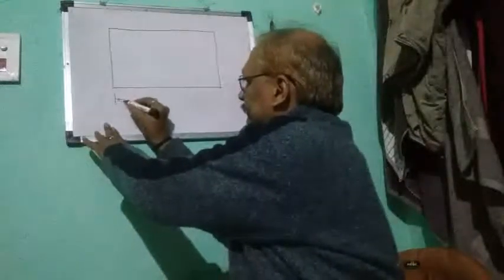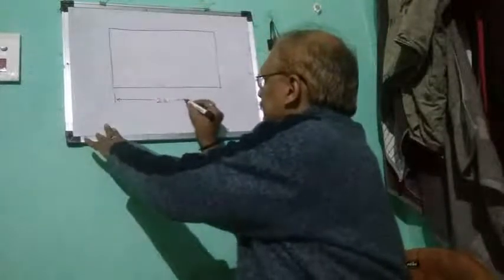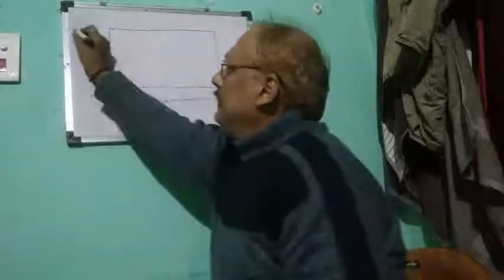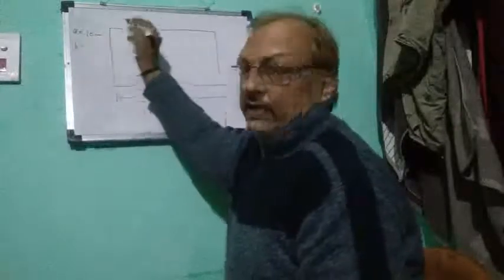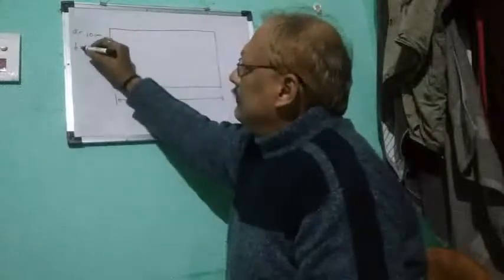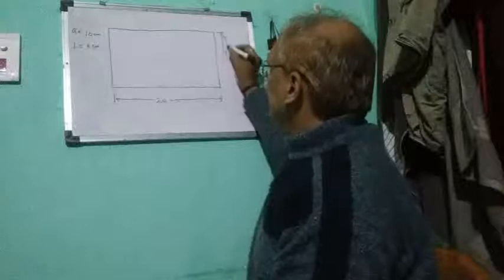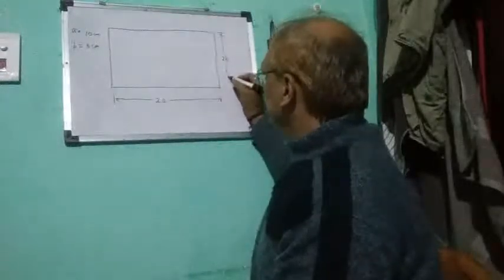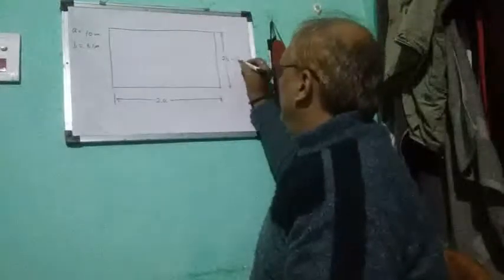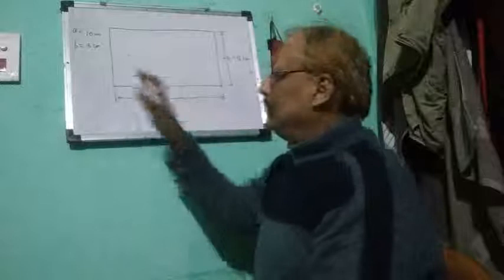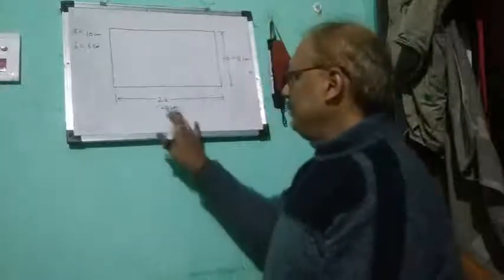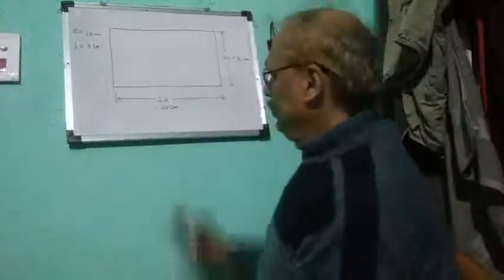This is 2a and this is 2b. Suppose A is given as 10 centimeter, B is given as 8 centimeter. So your 2A and 2B will be 20 and 16 centimeter. According to this question, you don't have to write this much.